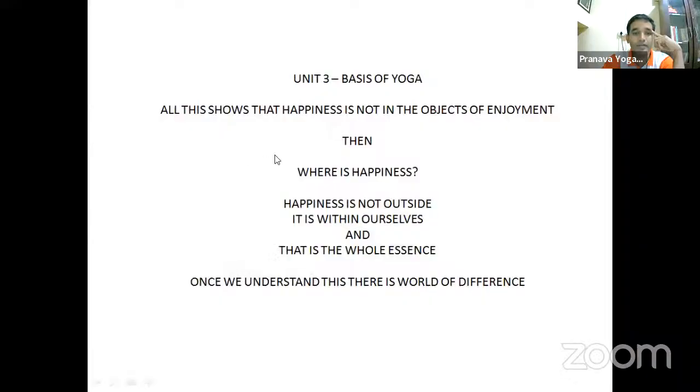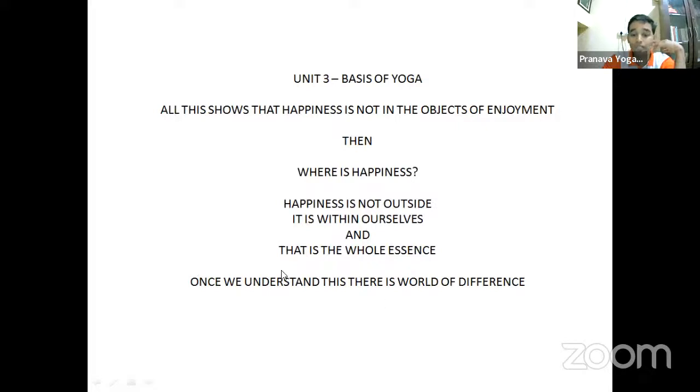Heaviness. But that means you cannot be happy with the external world always. This statement says the external world is not the cause of your happiness. Continuing further, all this shows that happiness is not in the objects of enjoyment. Then where is happiness? Happiness is not outside, it is within ourselves. And that is the whole essence of the Upanishads and of life.